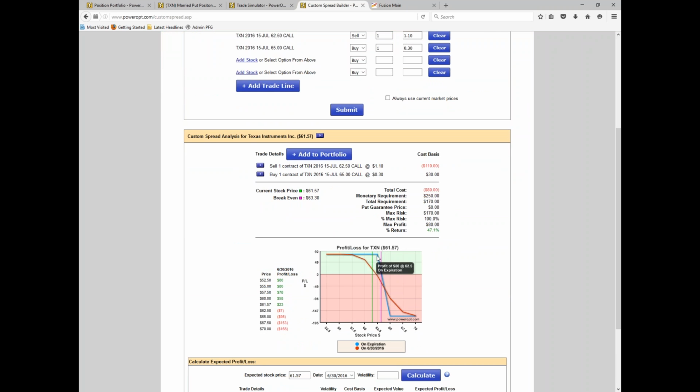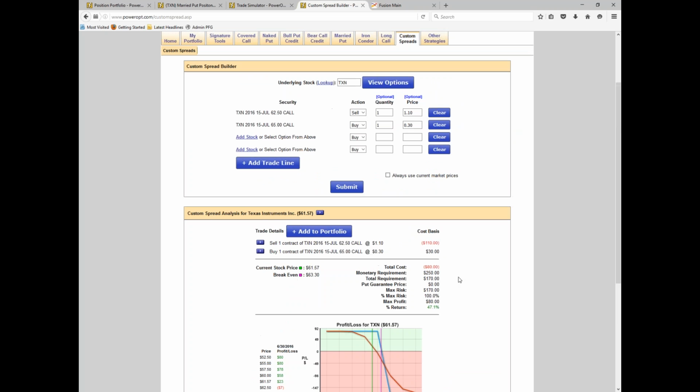If I just open a bear call spread for Texas Instruments, selling the July 62.5 call and buying the 65, yes, I still take in 80 cents of net credit, but now I'm risking 170. It's a little bit more than a 2-to-1 risk-reward ratio, which is fantastic for a credit spread, and I'll show you that in just a minute. But at the same time, although I could make 47% if the stock gaps up, I have to put up the margin for this 170 to cover the obligation.